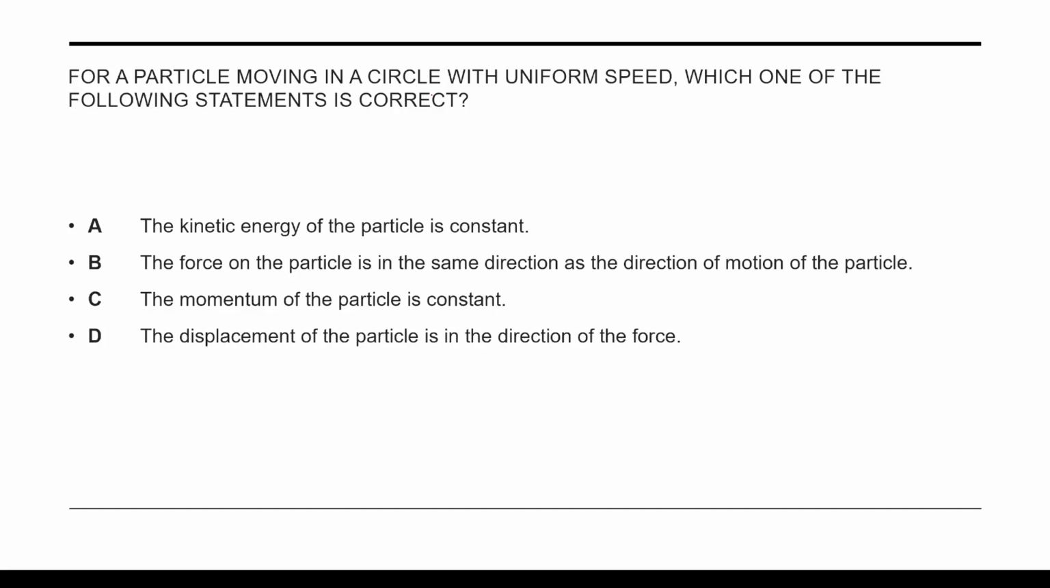For a particle moving in a circle with uniform speed, now the speed is uniform, that means it's not changing. So which is correct? Underline always; sometimes it asks you which is not correct. So the speed is not changing, kinetic energy is not changing.